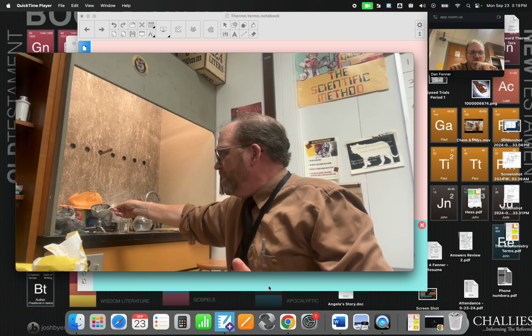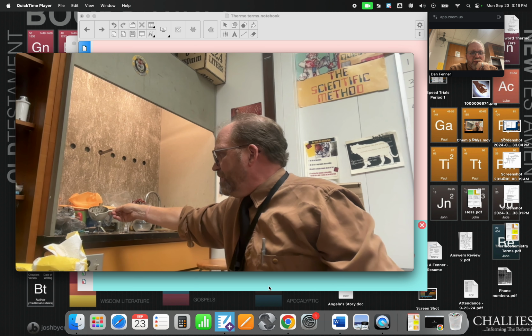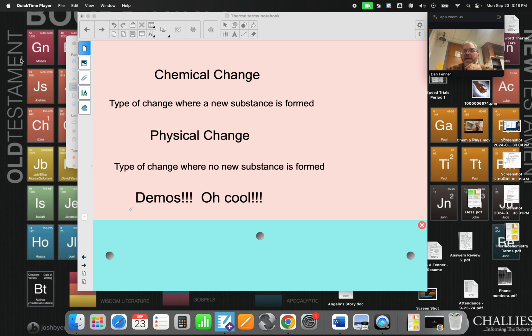Now, in the end there, we end up with a substance that nowhere looks like sugar anymore. So a new substance is definitely formed. This is an example of a chemical change. All right, great. There we go. So that's a chemical and physical change.